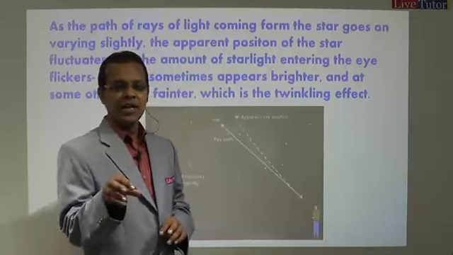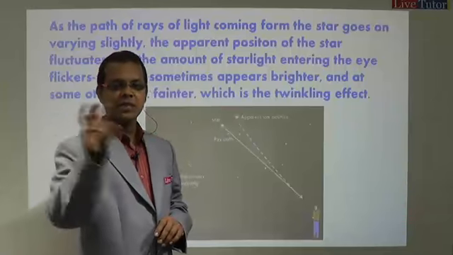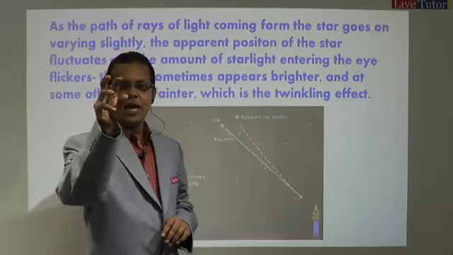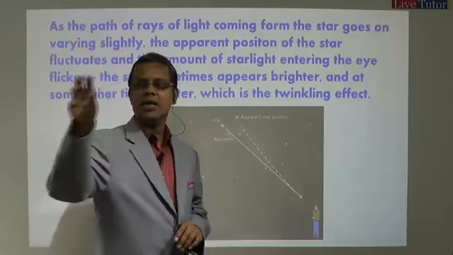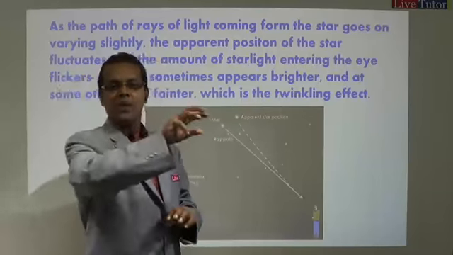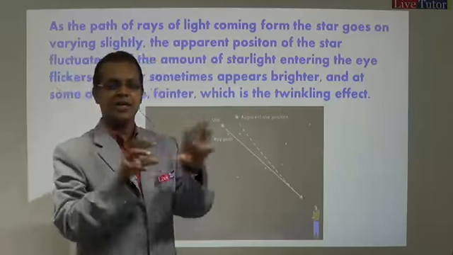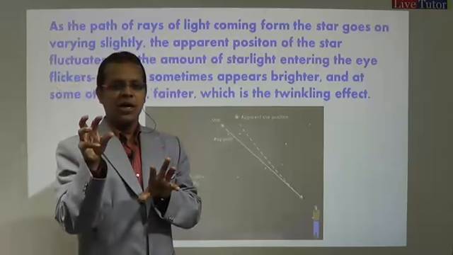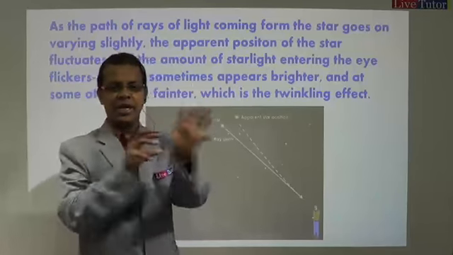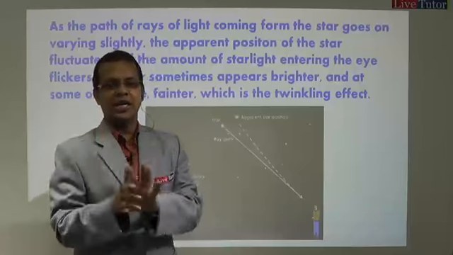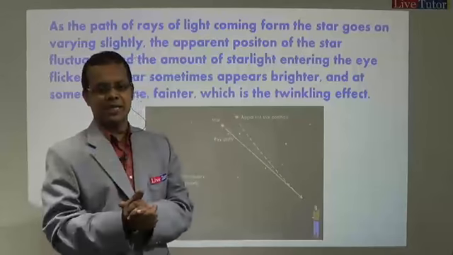In a similar way, the stars, because of this atmospheric refraction, will show as if the position is at one place at one time, and the other time somewhere else, so that the bending of light is in different directions, isn't it? Since the light is coming out in different directions, we say that it is twinkling. It is producing a twinkling effect.